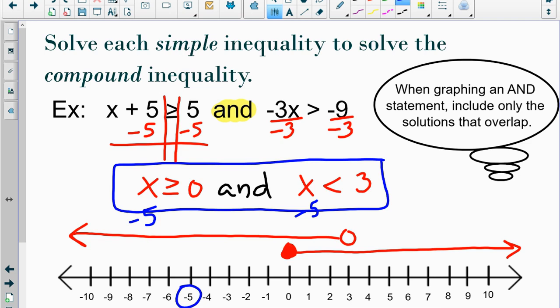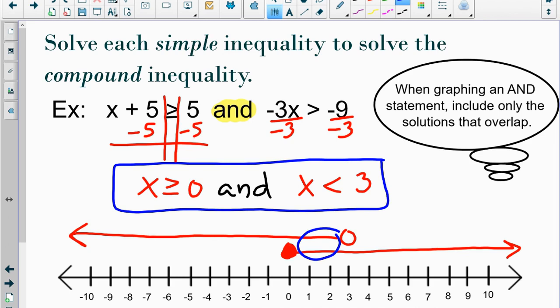So is negative 5 greater than or equal to 0 and less than 3? No, it's not. Because the word "and" implies that the number must be a solution to both of the inequalities at the same time. So the only numbers that are going to be solutions are where the two shaded areas that contain the solutions of each individual inequality overlap.